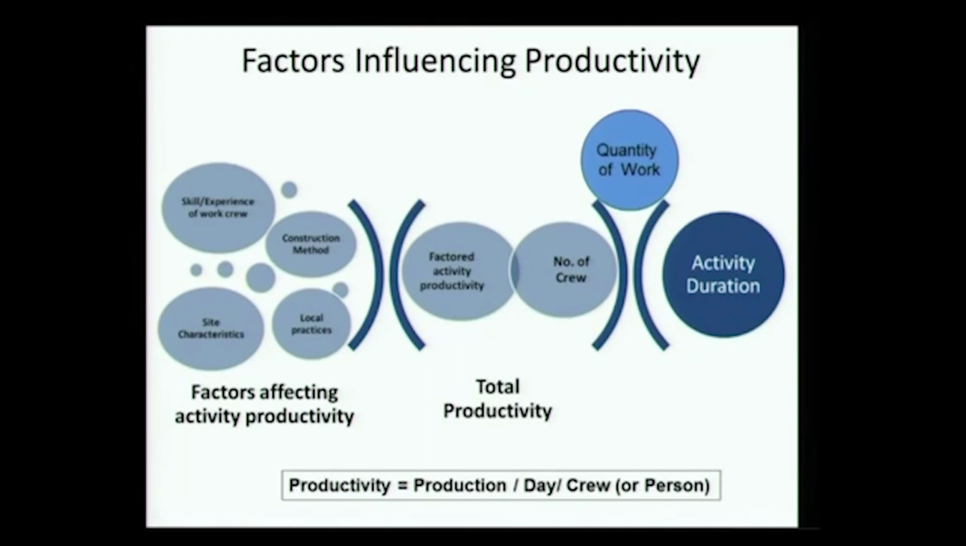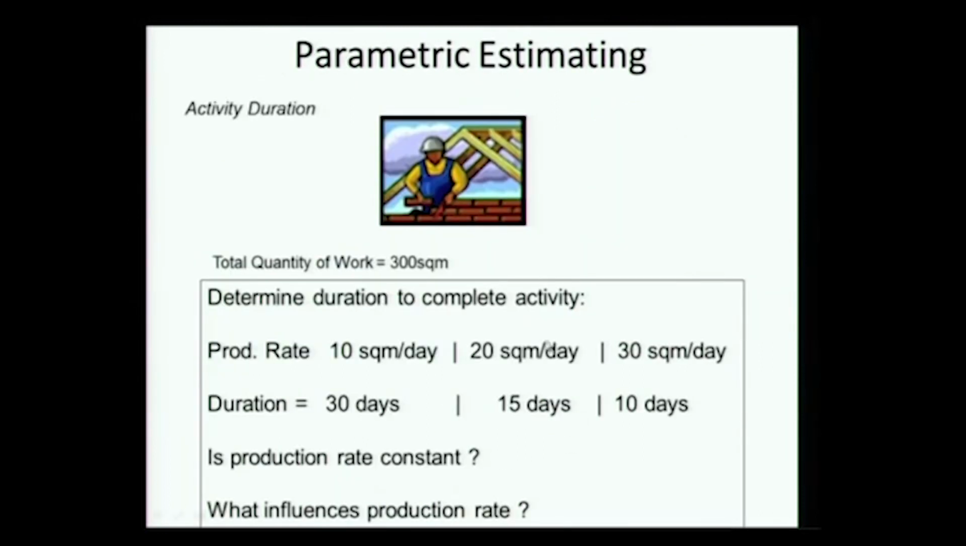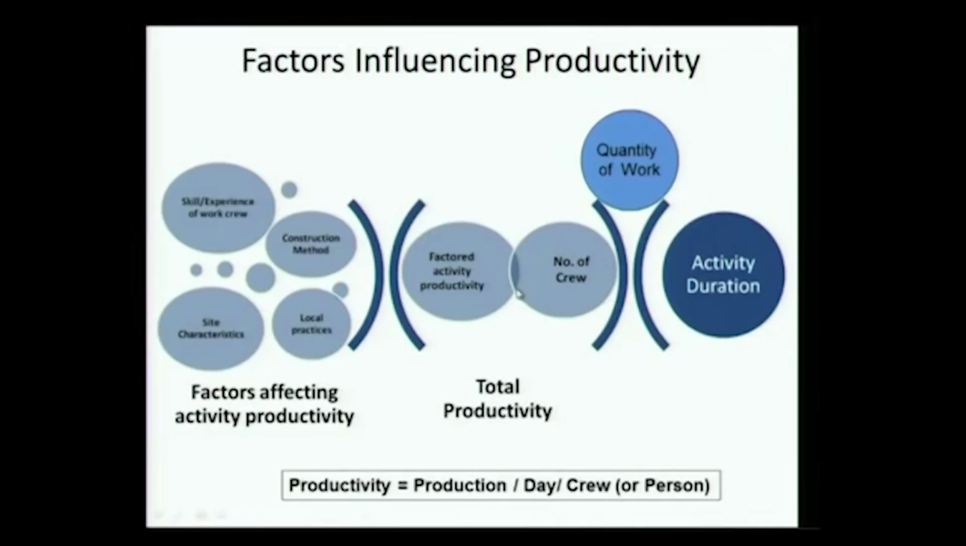I might say productivity is 20 square meters a day on average, but I have to actually get into the site, look at all of this and then factor it appropriately to know what I can expect out of that site at that period of time. Now, with my factored productivity, and when I take the number of crew, I actually get the production. And given the quantity of work and this production, I can estimate activity duration.